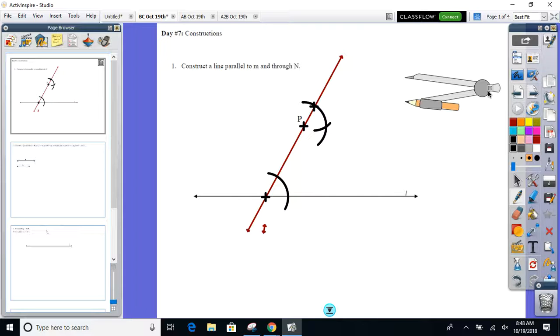You're copying that angle, it looks like, right? So you want to make it intersect on that side. Okay, so this has to be a little longer. Okay, see what I mean? They both have to intersect on the same side of the transversal.